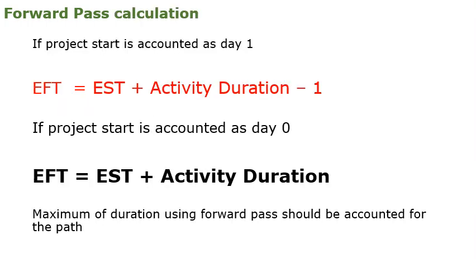For example, if the project start is counted as day 1, then the formula to calculate the early finish time will be early start time plus activity duration minus 1. If the project start is counted as day 0, then the formula is early finish is equal to early start plus activity duration.